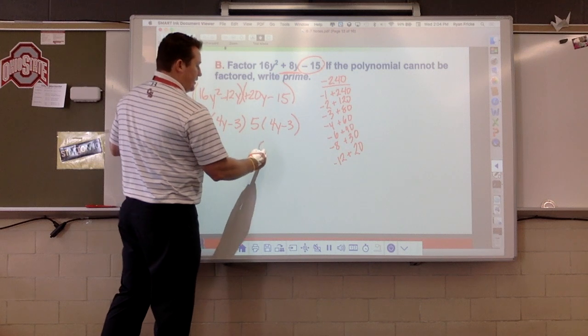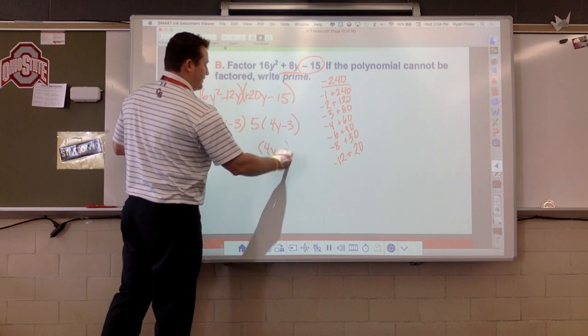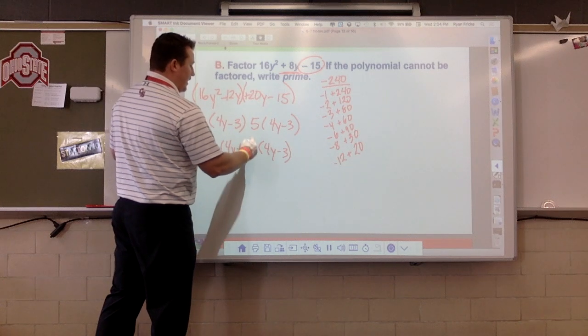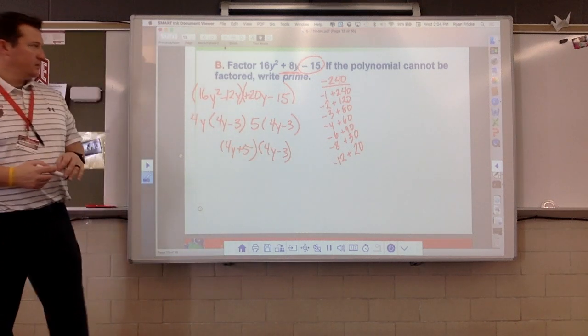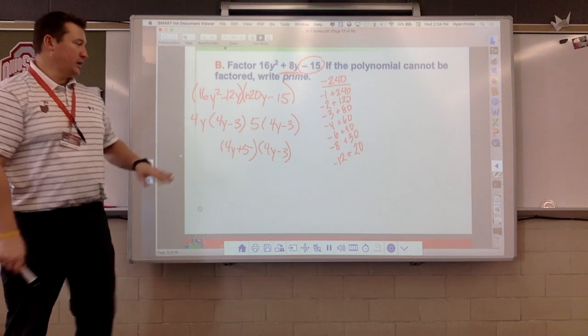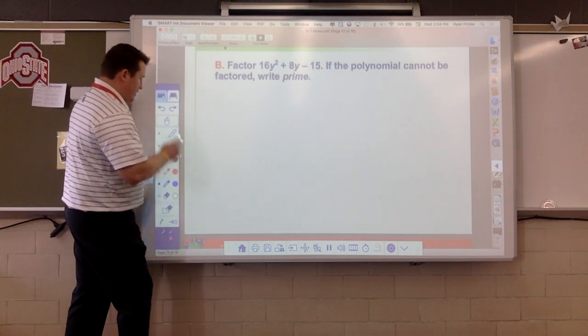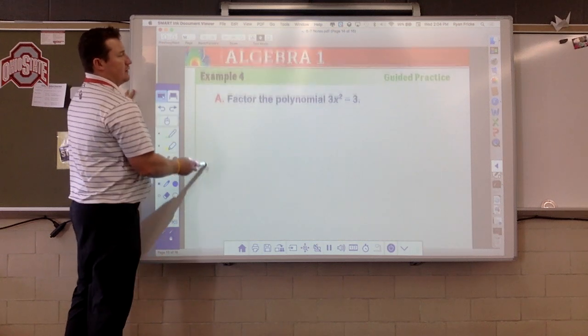These match up. They're half of my answer, 4y minus 3. The other half comes from my two factors, 4y plus 5. Okay? All good. You want to double check your answer? Fine by me. Go ahead. FOIL that right on out.